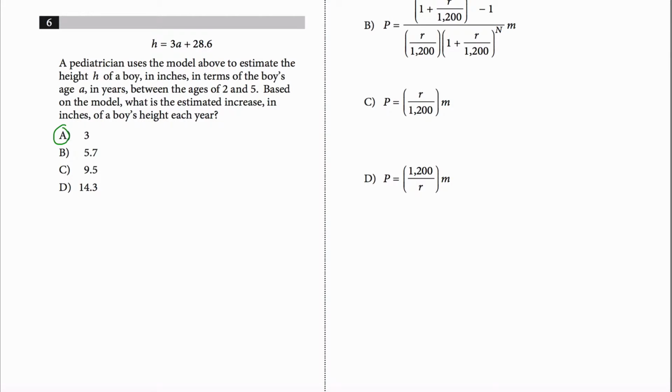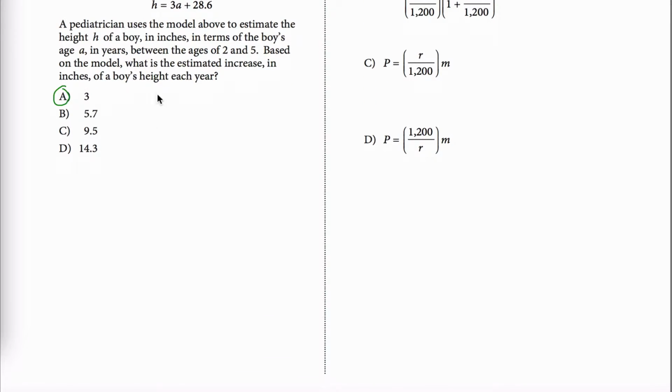Another way you could answer this question, this is a longer way, but this is if you look at this and kind of blank and can't remember what these mean, plug in some values. Say if A equals 2, well, then I got 6 here plus 28.6 more. So H equals 6 plus 28.6, which is 34.6. Like, how does that help you?